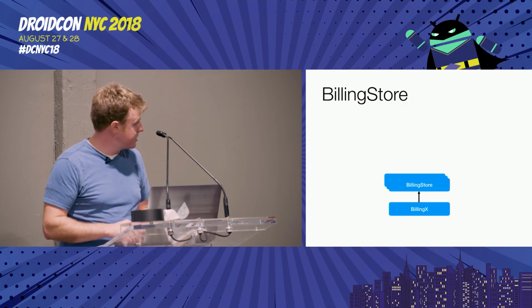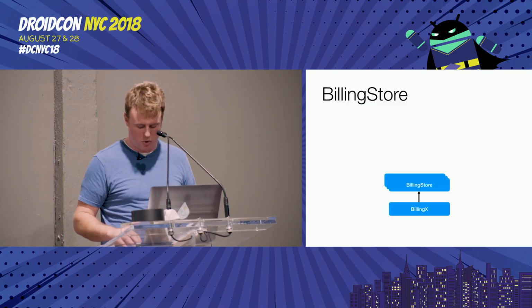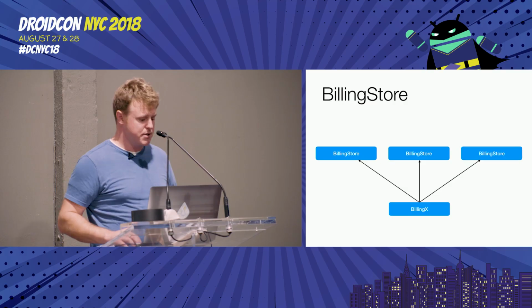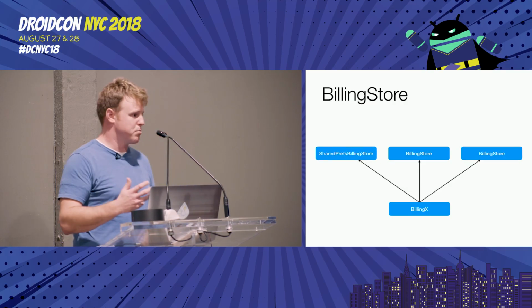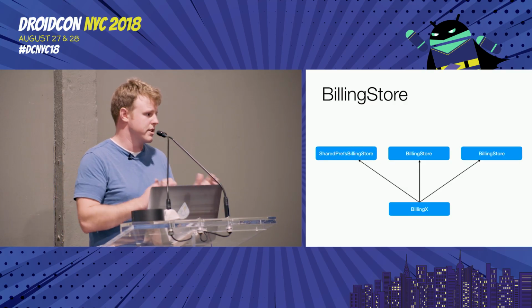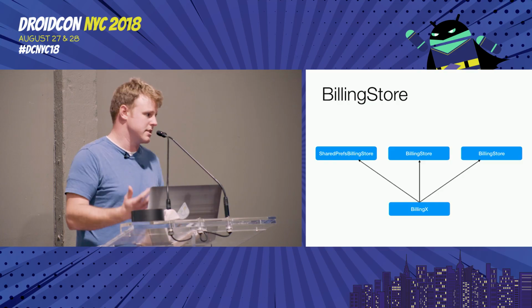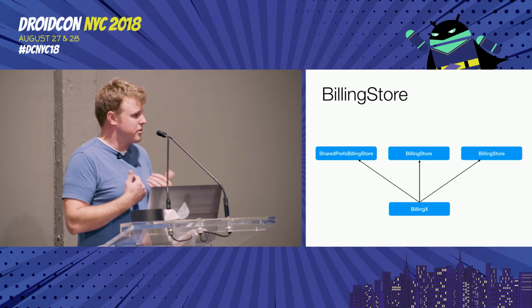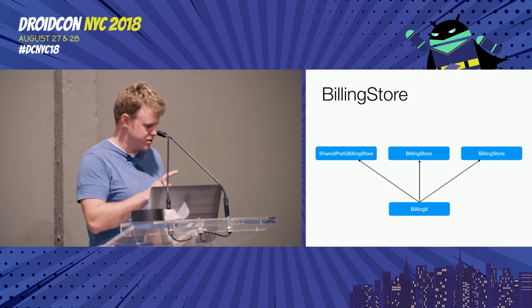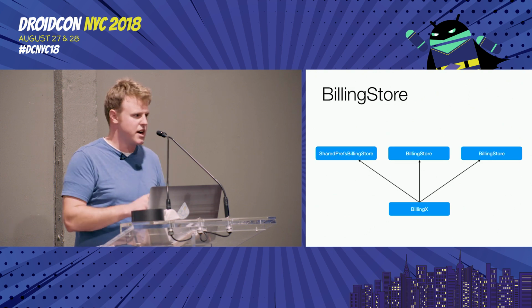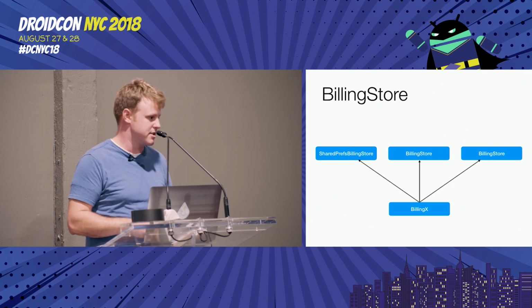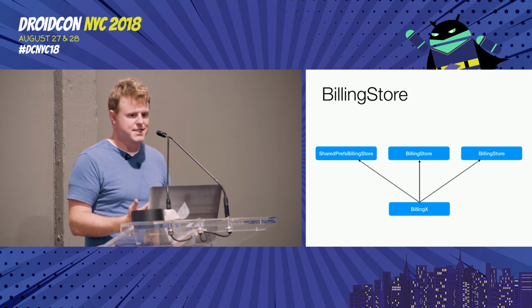I mentioned that BillingX comes with one built-in. That built-in billing store is a shared prefs billing store. So that's going to store everything in shared preferences because it doesn't really matter. In my case, I don't have a very large inventory. You can purchase a monthly subscription with trial, a monthly subscription straight up, or a yearly subscription. So shared preferences isn't really a problem.